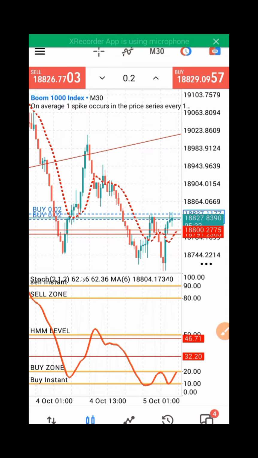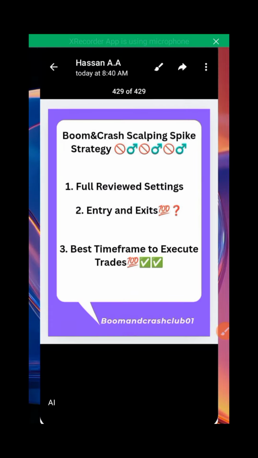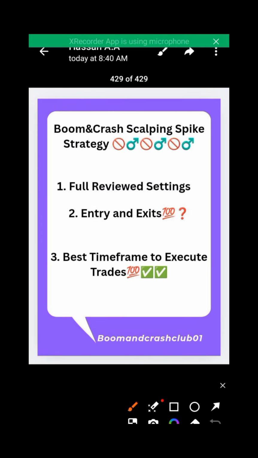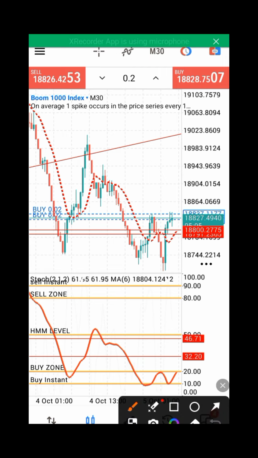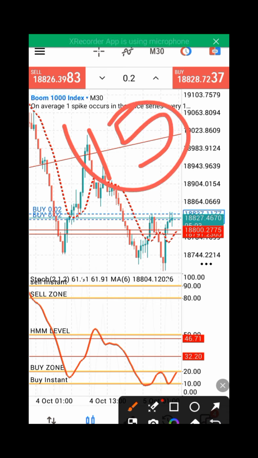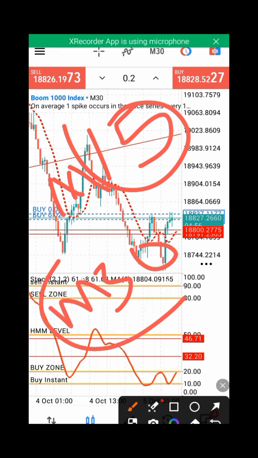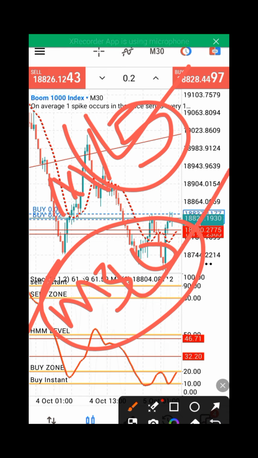So let's move to the next on our list, which is the best time frame to execute trades. As for me, I strongly suggest if you are a beginner trader, always try to use the 15 minutes time frame or the 30 minutes, that is M15 or M30, to take your trade. These are the two main recommended time frames if you want to execute your trade.